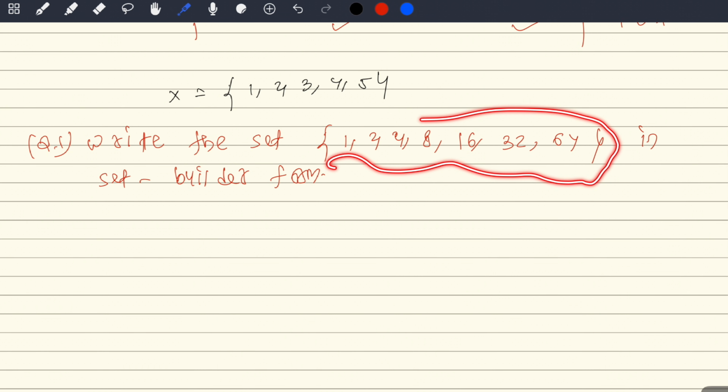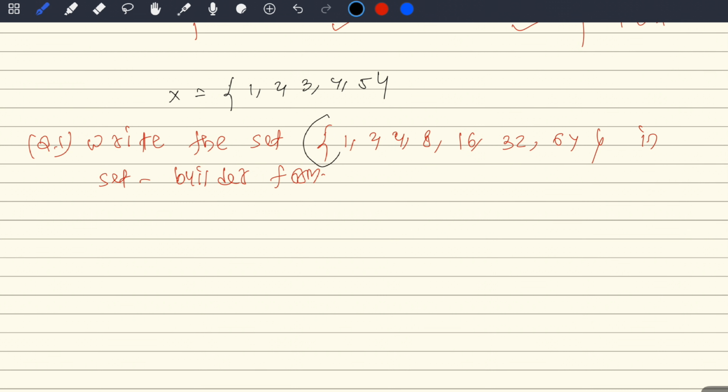Clearly it is already in which form? Roster form, right? Why? Since the elements are written in curly brackets separated by commas, it is a collection of elements. So we have to convert it into set builder form. How to solve?